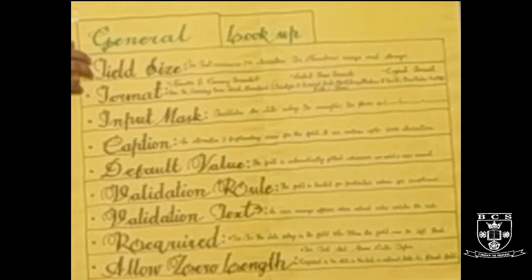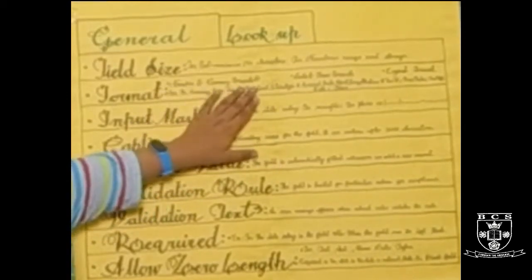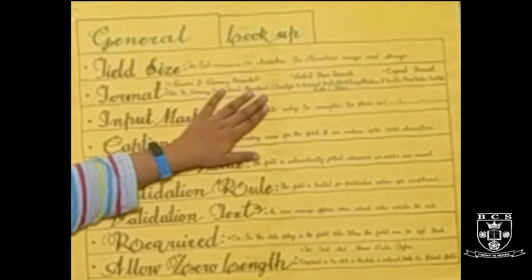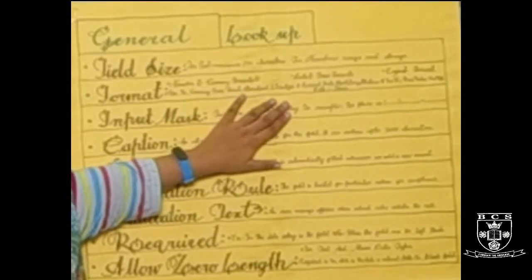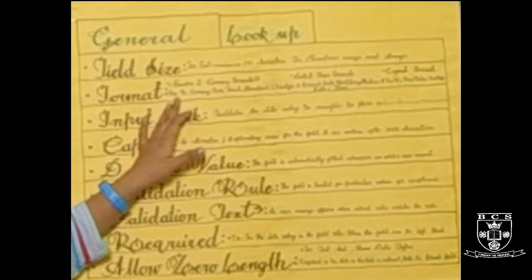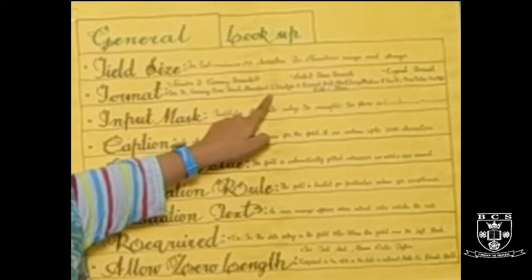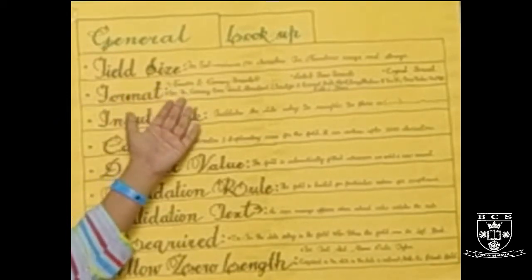Now we have the second property, that is format. There are three different formats in the format property. The first one is number and currency formats. Whenever we are working with numbers, we have to select any of these formats from the 7 given predefined formats, and we can also customize a different format for our convenience. The first one is general number, then currency, then euro, then fixed, standard, percent, and then scientific. So these are the 7 different predefined formats that we can use for number and currency formats.